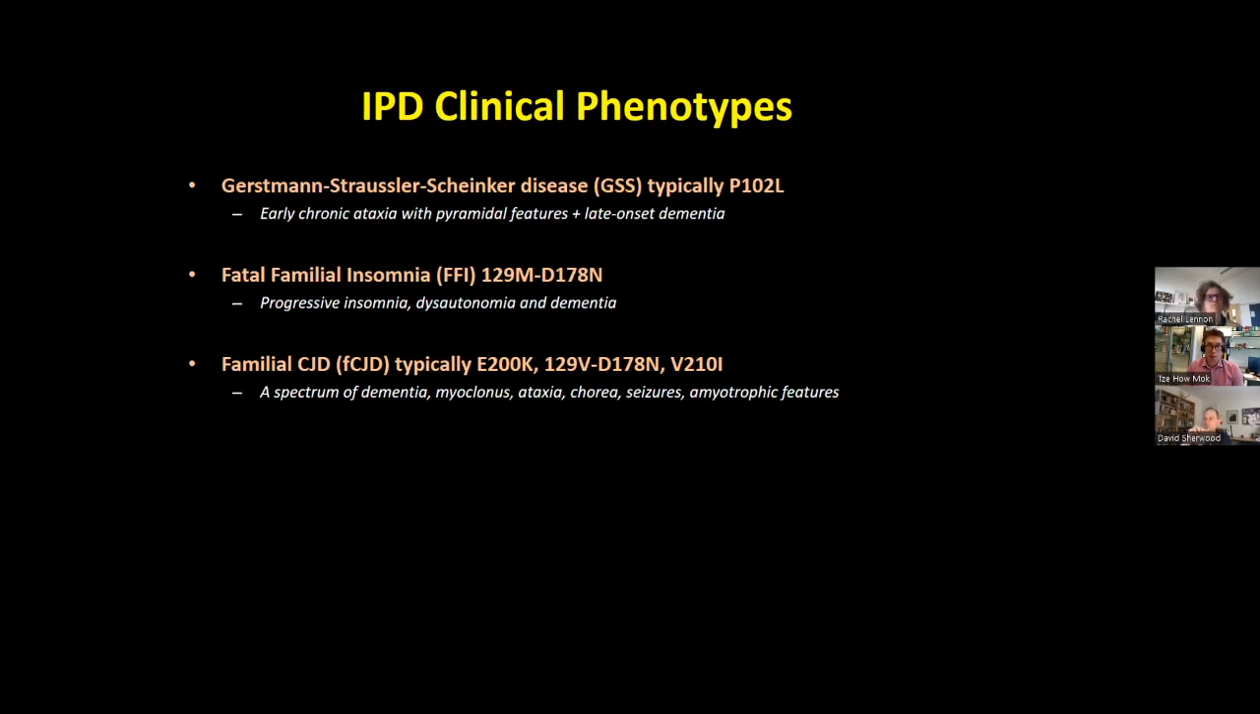P102L mutation, and this causes a chronic ataxic syndrome with pyramidal features for several years before onset of dementia in the later years, and patients usually live for about 4 to 5 years before succumbing to the disease.